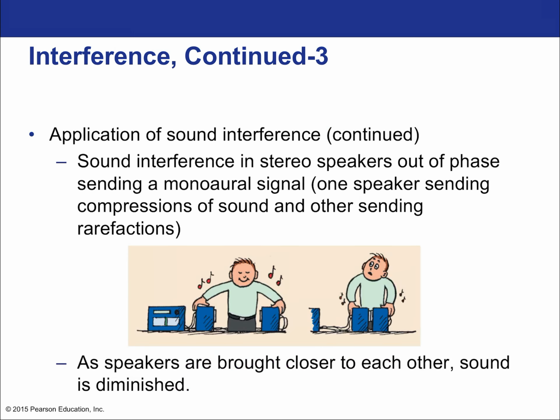So, application of sound interference in stereo speakers: out of phase, sending a monaural signal, which is just a one-tone signal. One speaker sends compressions of sound and the other sends rarefactions. The effect is that they're going to be canceled out, right? The sound is diminished. It's as if the sound went away. The speakers are still on, but the sound is practically gone. You could match up distances here and have the same effect, but when you have them right next to each other, the waves are essentially arriving in the same place at the same time, but exactly out of phase. Thus, cancellation, no sound.